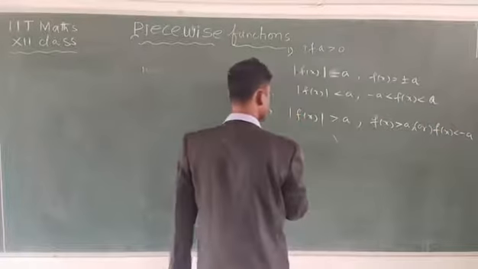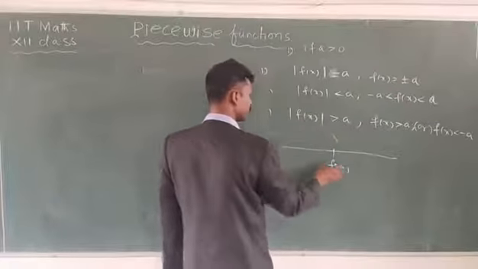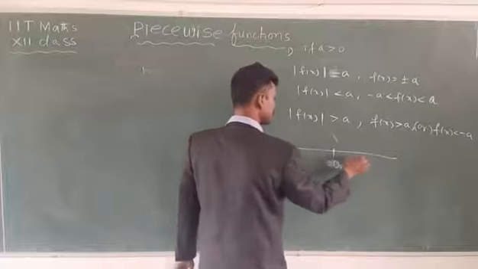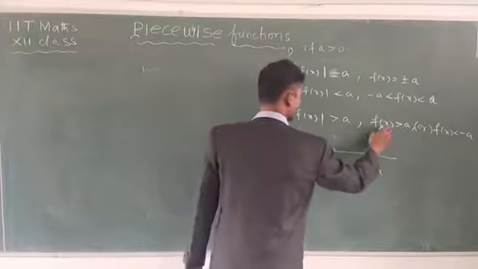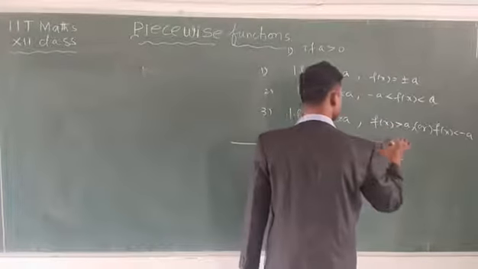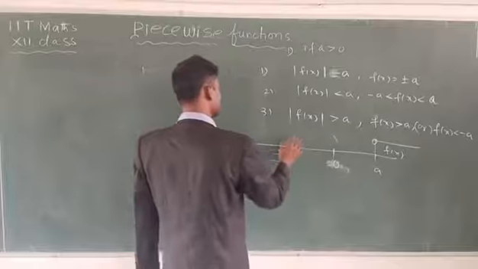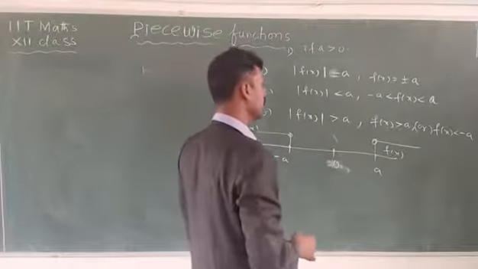How is it? See here, this is the origin, and this is f of x. Here minus a, and this is plus a. The first one is f of x greater than a, this is f of x. And here f of x less than minus a.